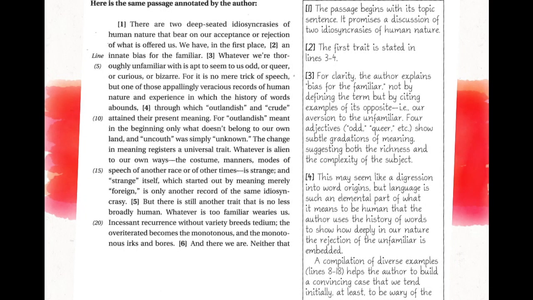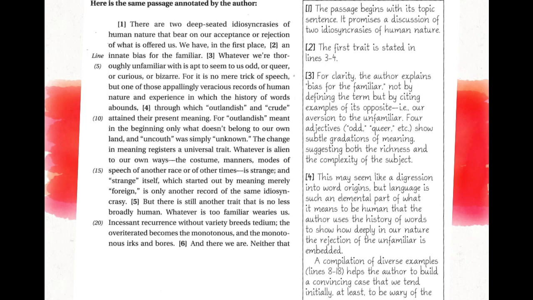was noticed. "There are two deep-seated idiosyncrasies of human nature that bear on our acceptance or rejection of what is offered us." The passage begins with the topic sentence. It promises a discussion of two idiosyncrasies of human nature. "We have in the first place," so now we know it's going to be the first trait that was just said, "an innate bias for the familiar." So this is number one.